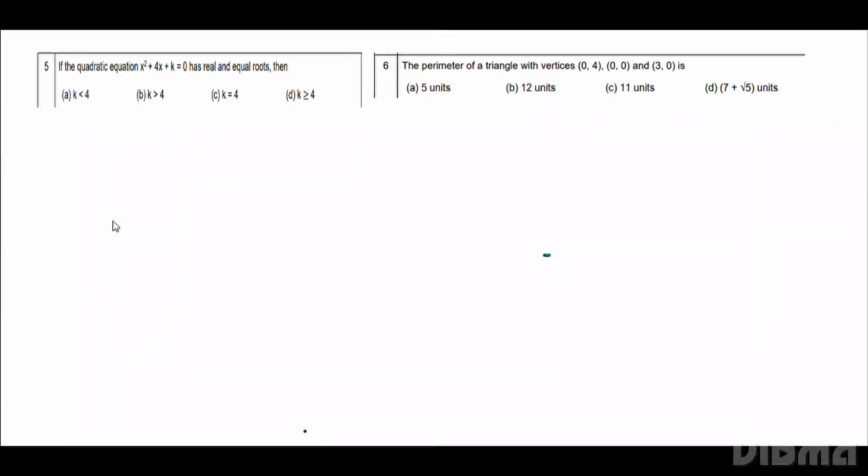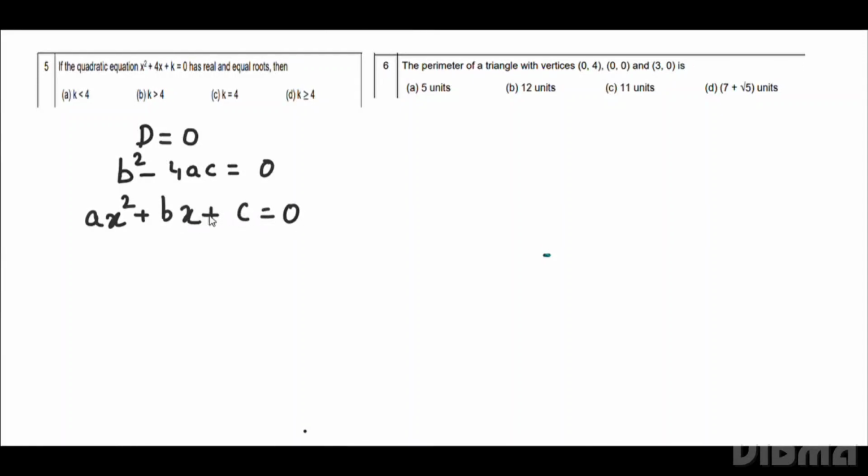Okay, so the fifth question says that if the quadratic equation x square plus 4x plus k has real and equal roots. If it says real and equal roots, you know that the discriminant value is going to be 0. And what is the discriminant? You know that it is b square minus 4ac equals 0. So let us see what a, b and c are. ax square plus bx plus c equals 0 is the standard quadratic equation.